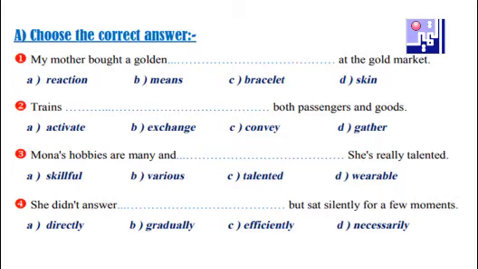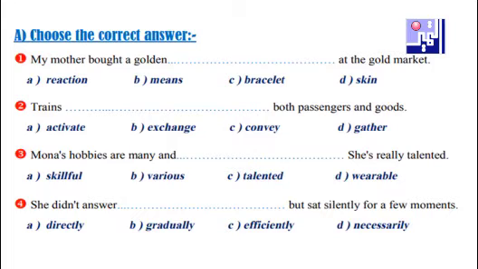Number 3, Mona's hobbies are many and she's really talented. So we speak here about the hobbies of Mona. So her hobbies are many and what? A. Skillful, B. Various, C. Talented, D. Wearable. That's right. Excellent. Mona's hobbies are many and various. She's really talented.